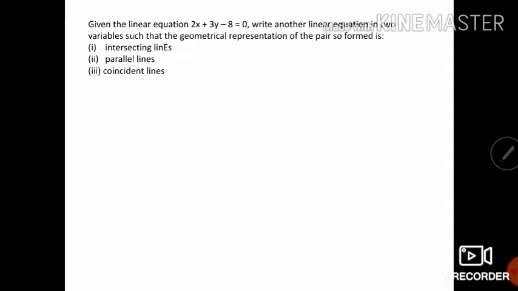With this knowledge, let us now do this problem. Given the linear equation 2x plus 3y minus 8 equal to 0, write another linear equation in two variables such that the geometrical representation of the two equations is intersecting lines, parallel lines, and coincident lines. So let's take the first one.